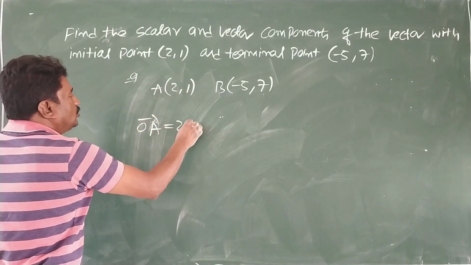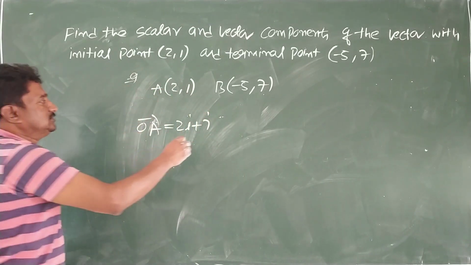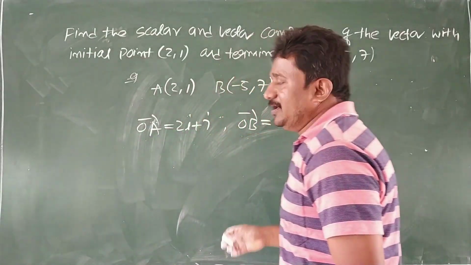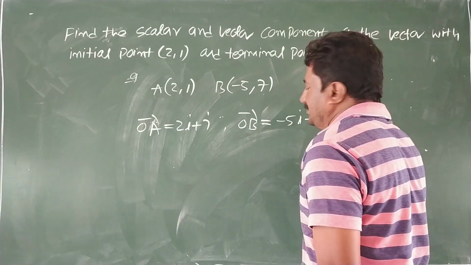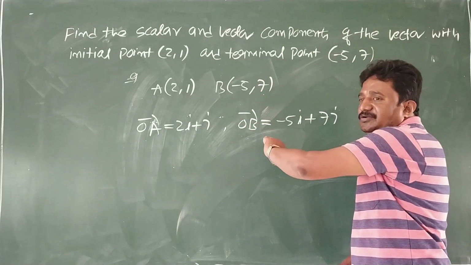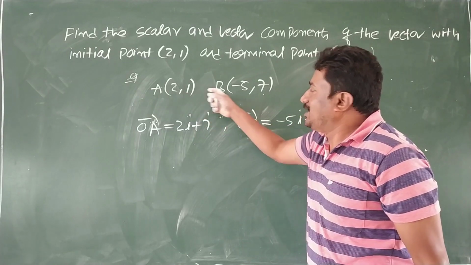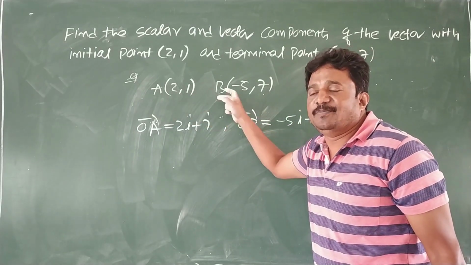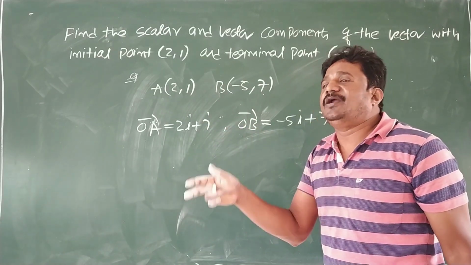Tell me that 2i plus j. So next, vector OP. Tell me vector OP: minus 5i plus 7j. Changing points into what? Vectors. B. Tell me a vector whose initial point is A and terminal point is B. Vector AB. In vector AB, A is the starting point, B is the end point.